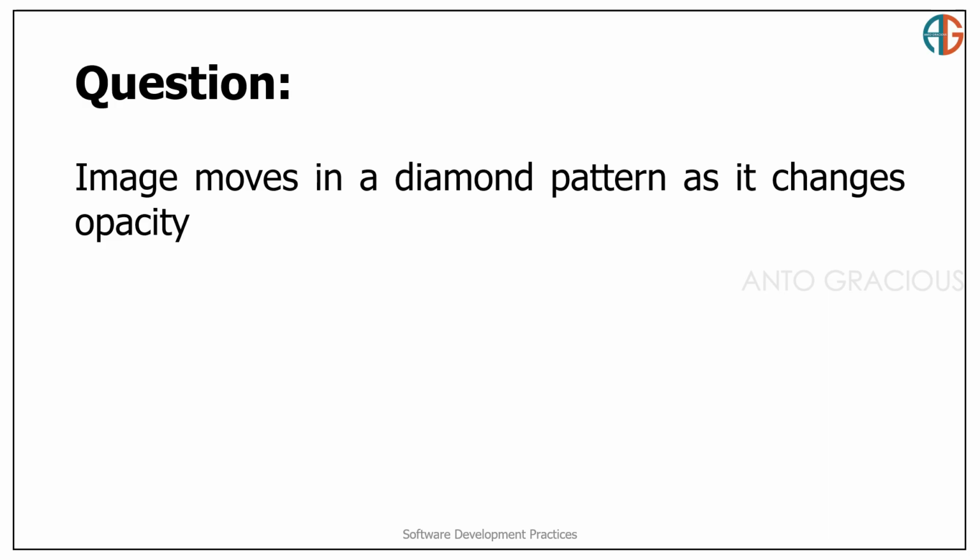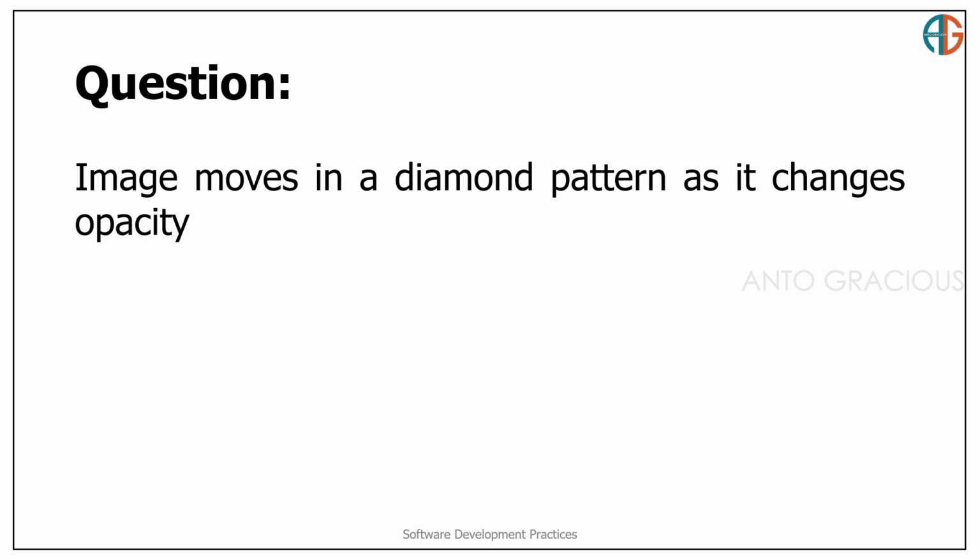So here the problem which we have taken into consideration is an image that moves in a diamond pattern as it changes its opacity, right? So here an image or a diamond will be moving in a diamond pattern, and during the movement the opacity of the image will be getting changed. So that is the problem which we have taken into account. To accomplish this, we need to use HTML and CSS. Using HTML and CSS only we are going to perform this operation.